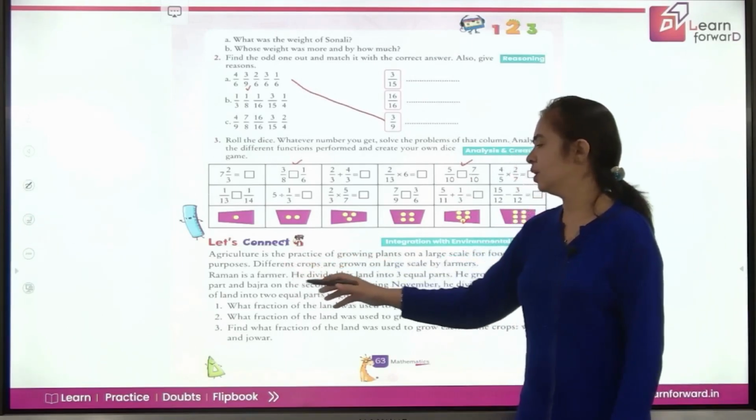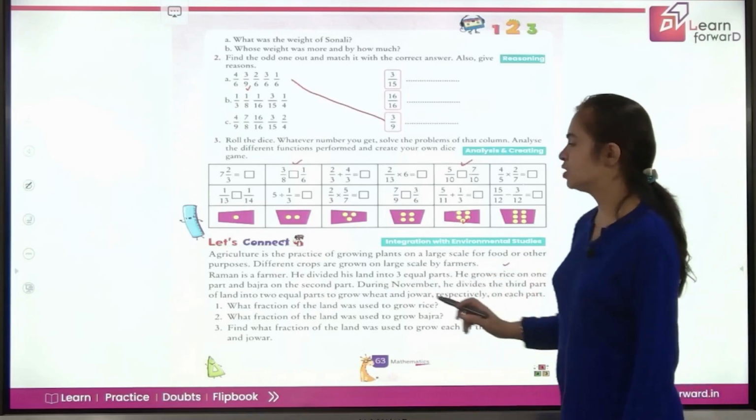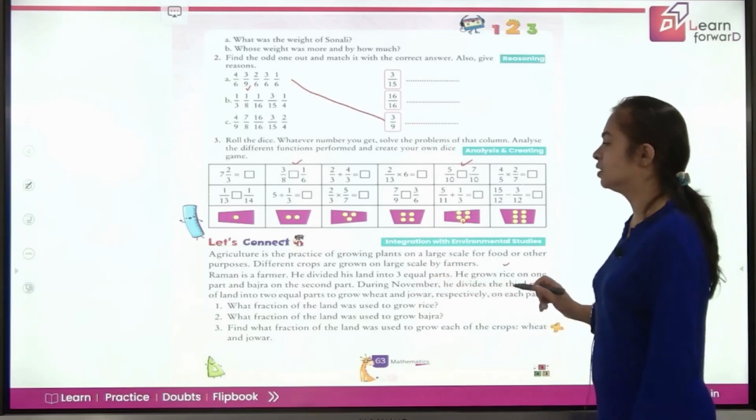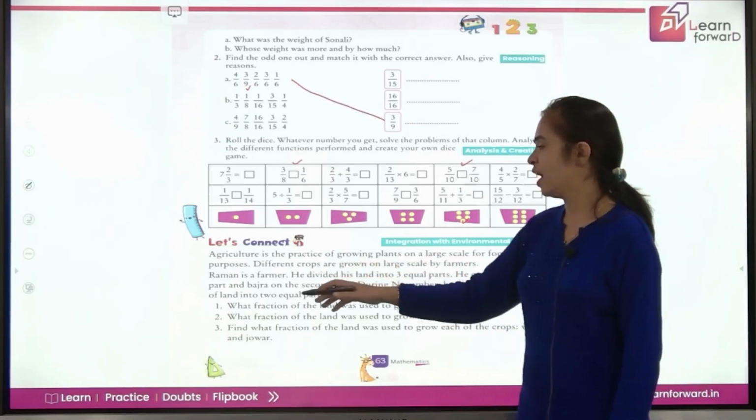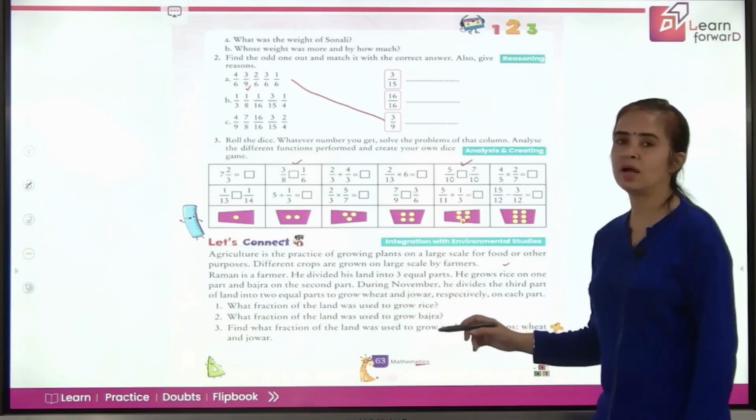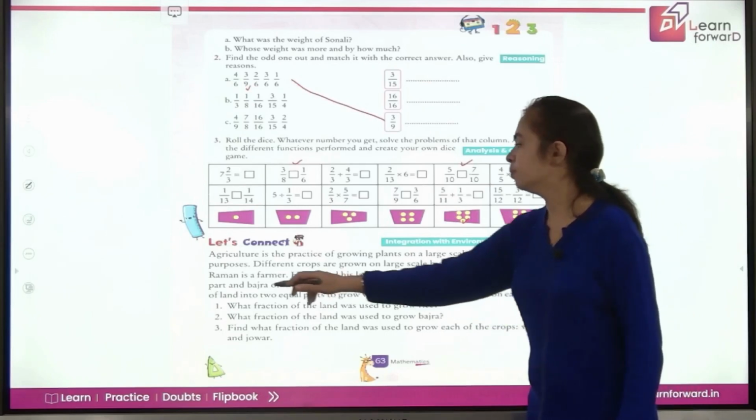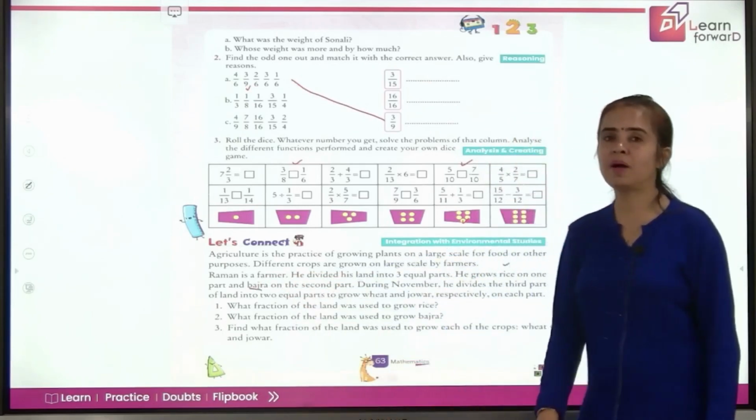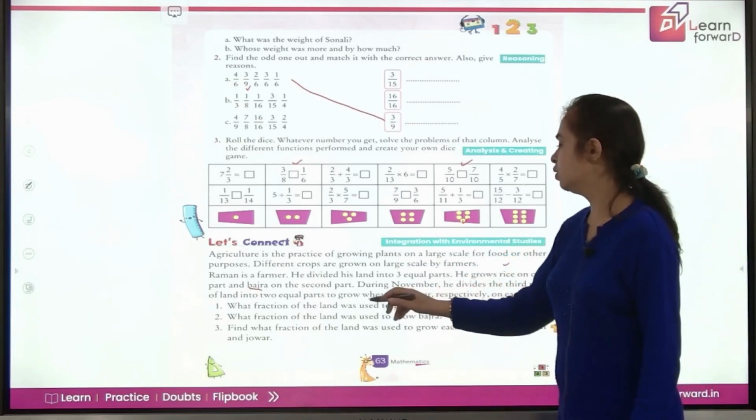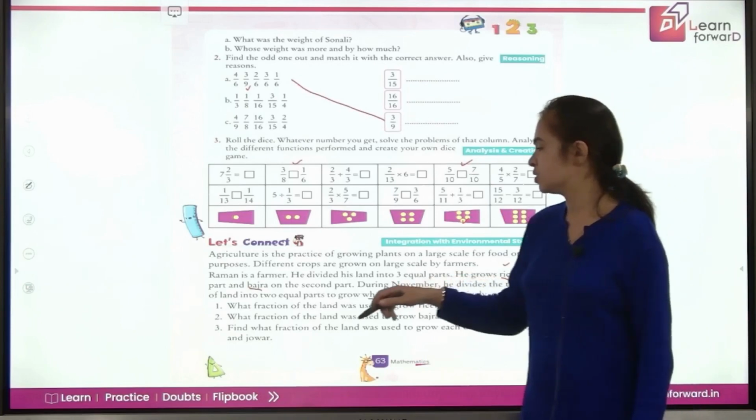Raman is a farmer. He divided his land into 3 equal parts. He grows rice on one part, bajra on the second part. Now during November, he divides the third part of land into 2 equal parts again to grow wheat and jowar. So one part is for rice, the other part is for bajra, and the third part in November is divided into 2 parts for growing wheat and jowar, right? On each part it's grown.